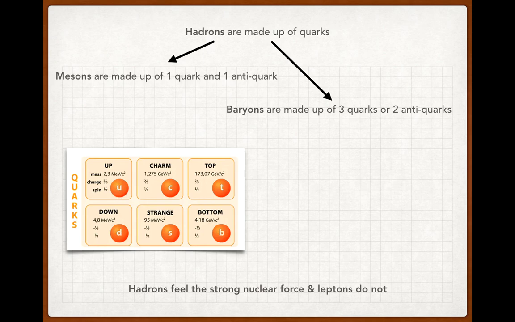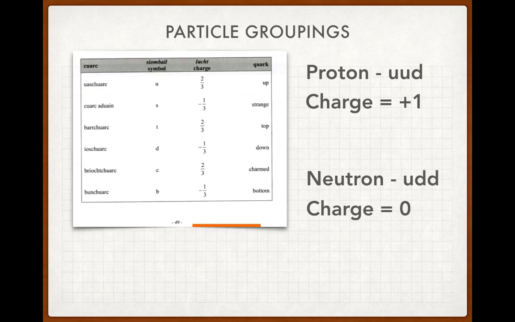Now there are other particles called leptons. They don't feel a strong nuclear force, and they're also not made up of anything more fundamental. So you need to know that. The next thing you need to know is how to give the quark composition of a proton and a neutron, and how to get the charge from the quark composition.